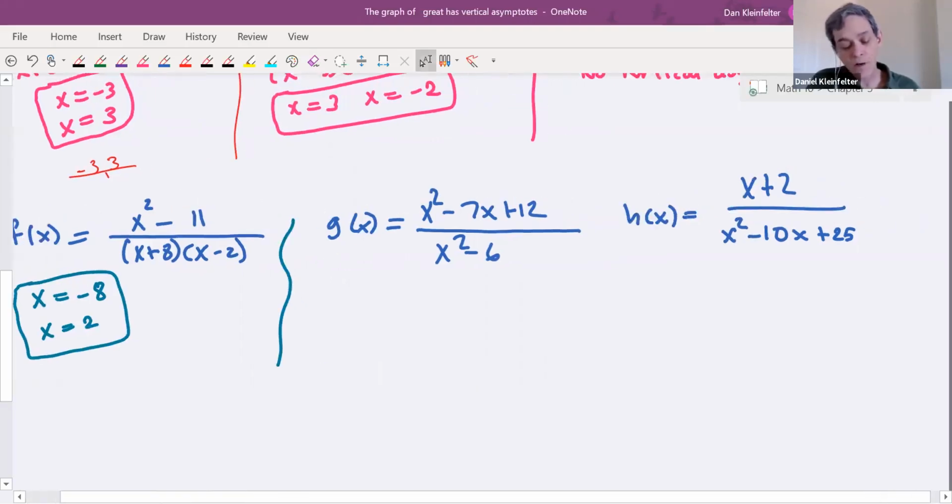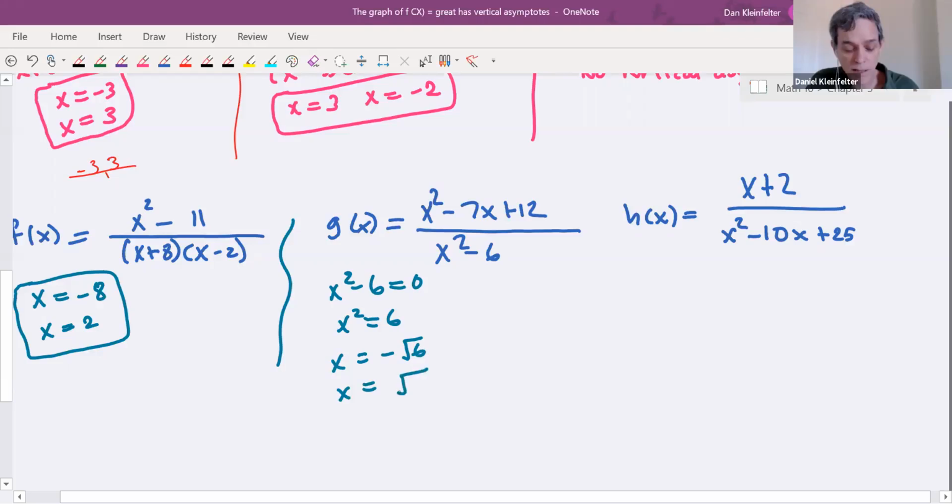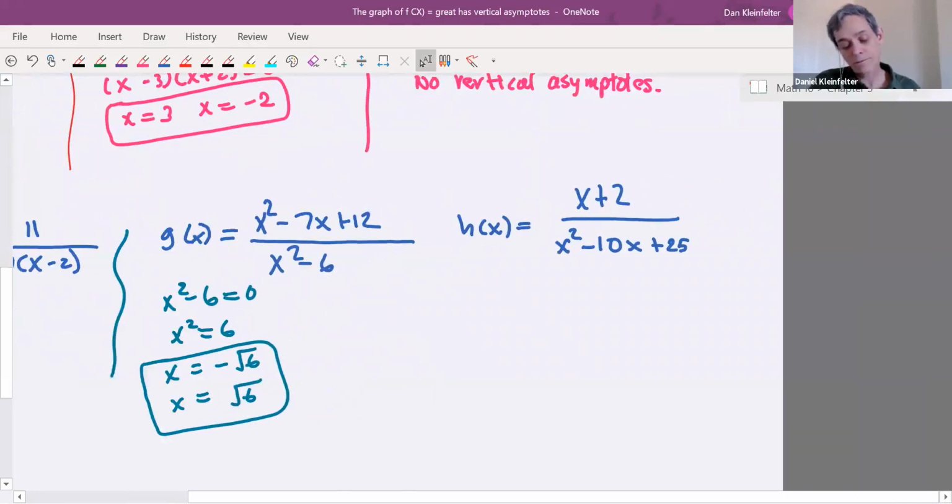All right, so for this next one, we have x squared minus 7x plus 12 in the numerator, and then x squared minus 6 in the denominator. So x squared minus 6 equals 0 means that x squared equals 6, and so x has to be plus or minus square root 6. So x equals minus square root 6, or x equals plus square root 6. Okay, we have more. For this next one, we have x squared minus 10x plus 25. We'll set that equal to 0.